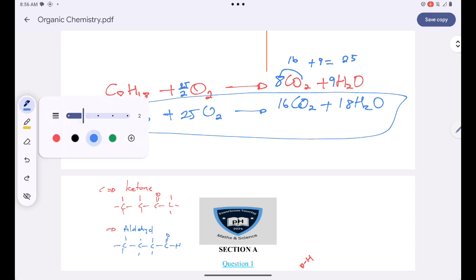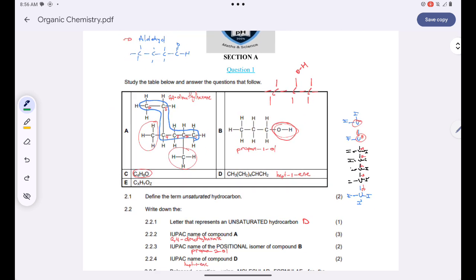Whenever they mark you for the complete combustion, they will mark you for writing the correct products, which is carbon dioxide and water. And then the third mark would be for balancing. So even if you're struggling to balance, at least you will get 2 marks for writing carbon dioxide and water. But obviously, guys, I always preach that you should go for full marks. Please learn how to balance. If you're struggling with how to balance these equations, just click the link in the description below. It will direct you to the videos where I teach organic chemistry from scratch.